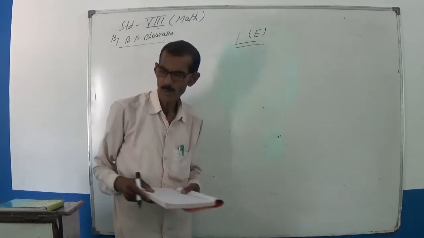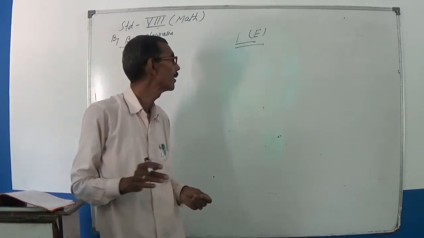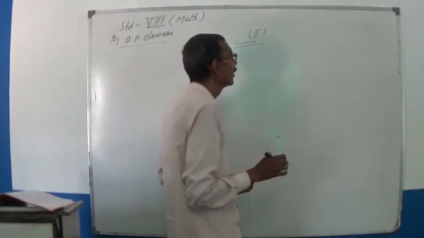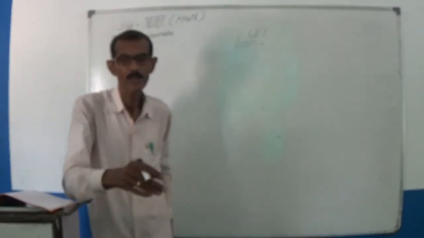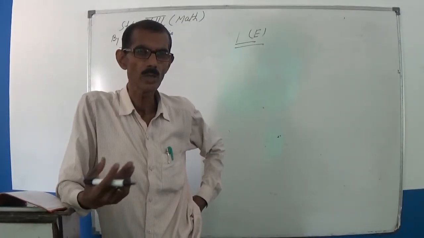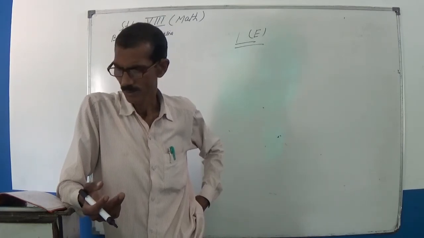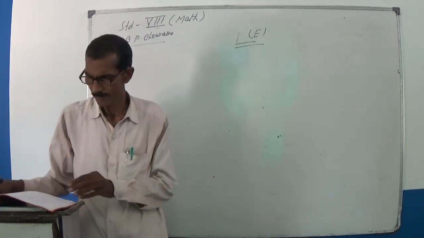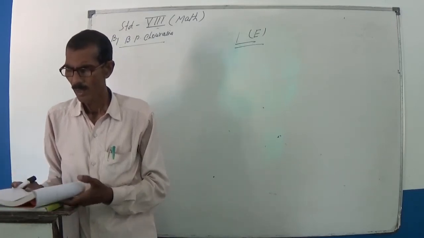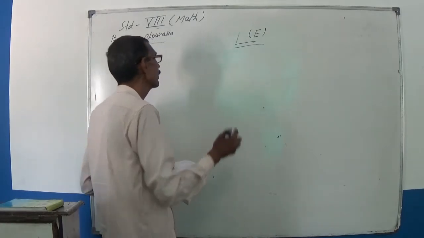You already know about the properties of division. Division is closure. That is, the closure property is satisfied in the collection of rational numbers. Here some questions are given, very simple.